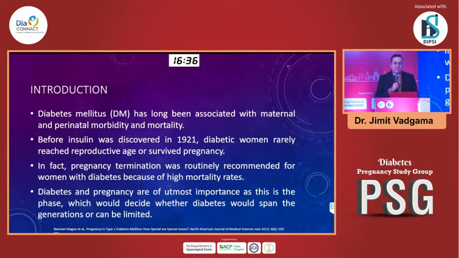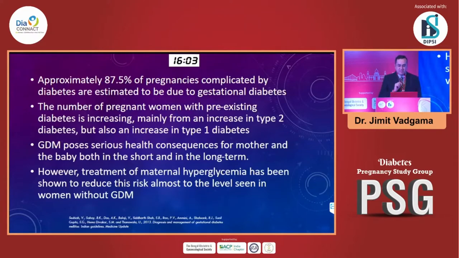A very important aspect in history if you look at that: insulin was discovered 100 years back. Diabetic women rarely reached the reproductive age group and survived pregnancy. This is a very important thing. In fact, pregnancy termination was routinely recommended for women with diabetes because of the higher mortality rate. Diabetes and pregnancy are of utmost importance, and this is the phase which will decide whether diabetes will span the generation or be limited to that generation only.